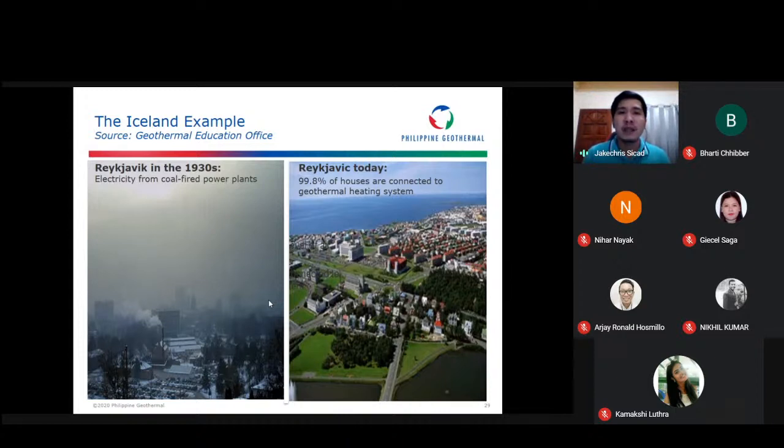So this is Reykjavik in the 1930s. Electricity during that time was being supplied by coal-fired power plants. And this is Reykjavik today, where 99.8% of the houses are now connected to the geothermal heating system. And as you can see, it's very clean right now in terms of air pollution. They've been able to reduce that as well. So that's basically how the advantage of geothermal energy can be shown in a very stark example of the role of geothermal energy in the environment.